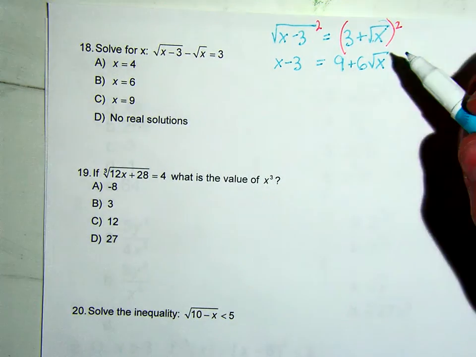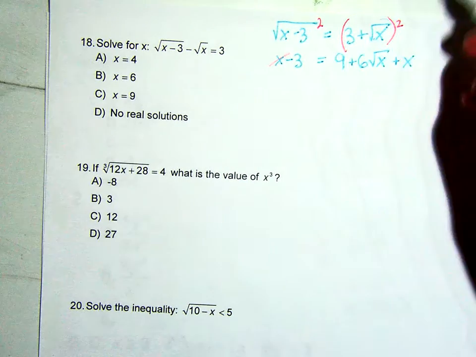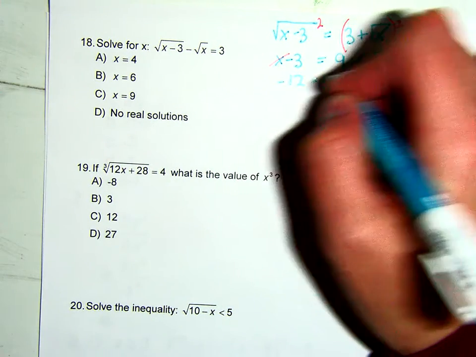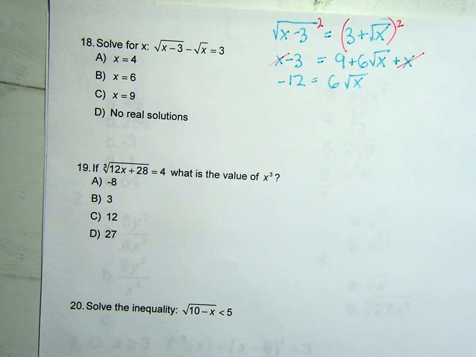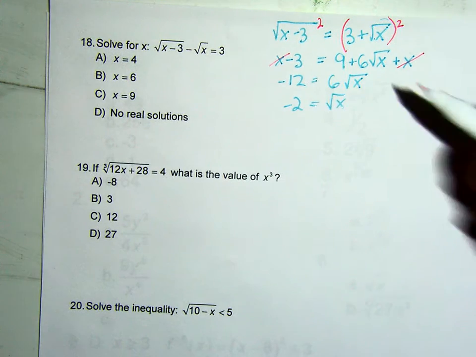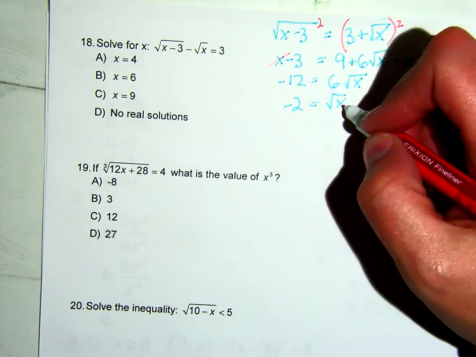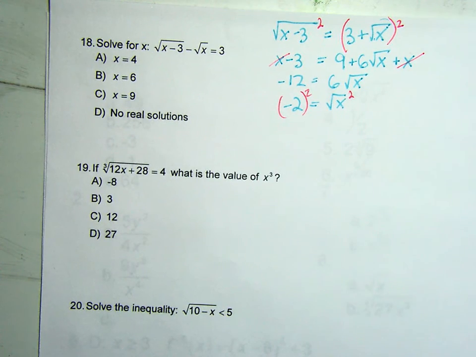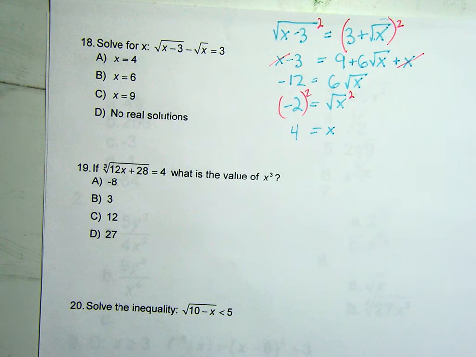Now, move everything away from the remaining radical. So first, our x's cancel, because I have 1 on each side. Move my 9 over, I get negative 12 equals 6 square root of x. Divide by 6, and I get negative 2 equals the square root of x. I now have the radical by itself, so I'm going to start the process over of getting the radical away. So to get rid of this radical, I'm going to square both sides. Negative 2 squared is 4. The square root and square cancel.